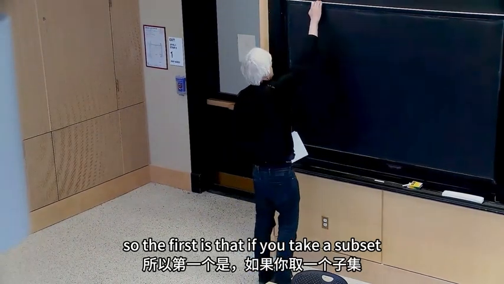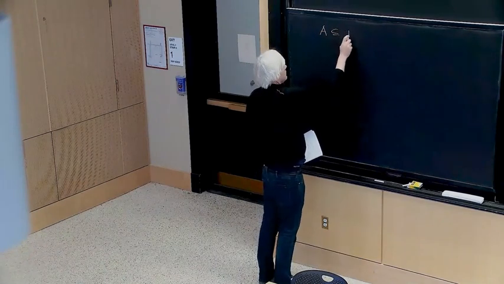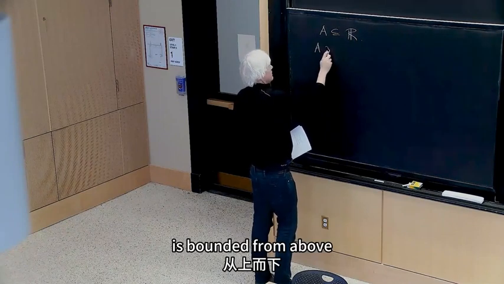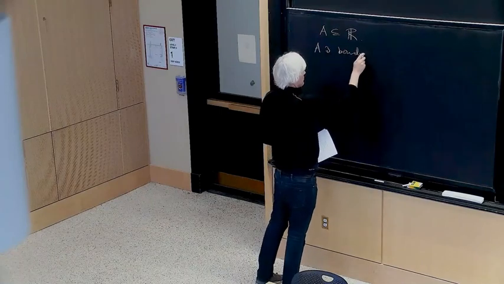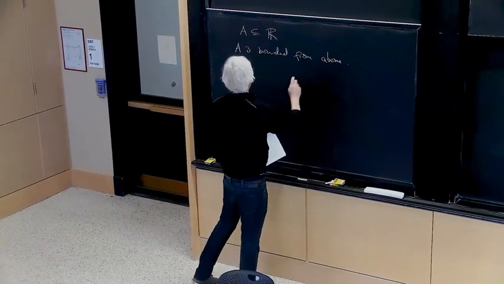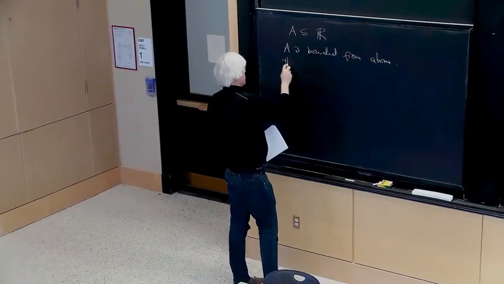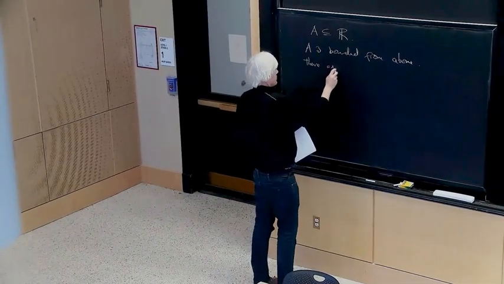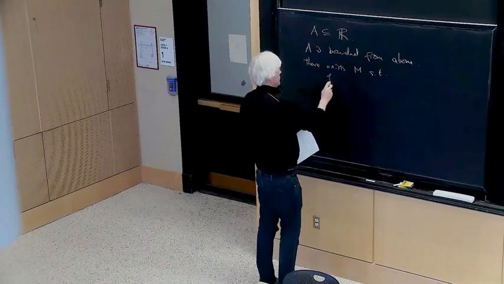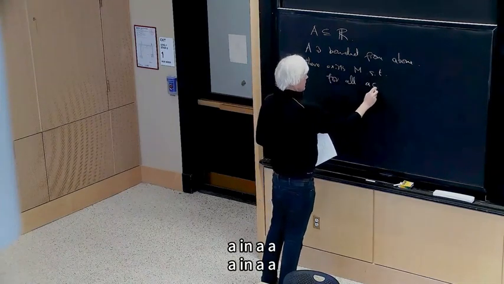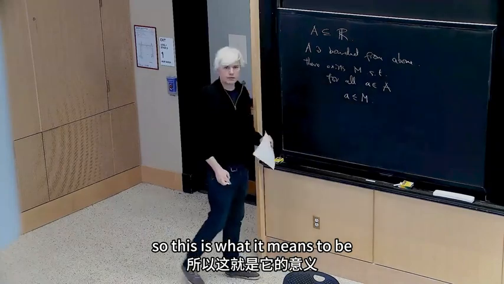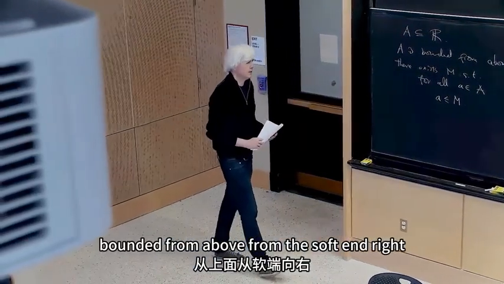So the first is this: if you take a subset A of R^n, to say that A is bounded from above just means that there exists M such that for all a in A, a is less than or equal to M. So this is what it means for a subset to be bounded from above, right?